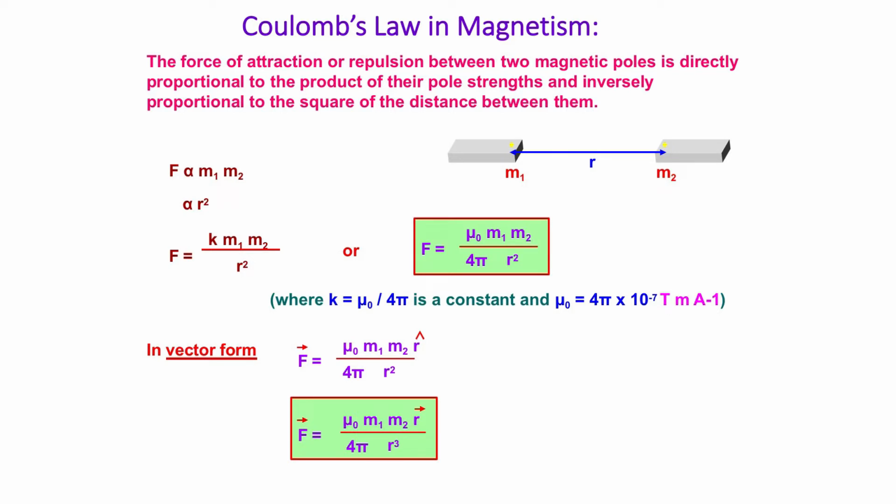Hence it states that the force of attraction or repulsion between the two poles is directly proportional to the product of their pole strength and inversely proportional to the square of the distance between them. And for a magnet, or for different magnets you may take, suppose we take two different magnets as per the diagram, one magnet's one end and another magnet's adjacent end, that distance is the r we have taken.